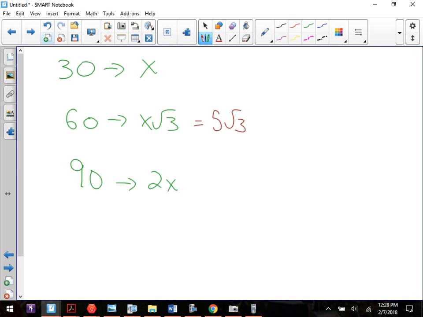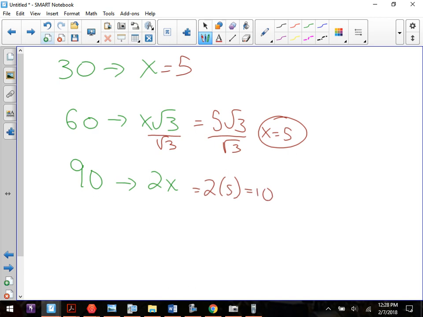Now I have a one-step algebra problem to solve. How do you undo multiplying by root 3? You divide. So in your calculator, what do you think 5 root 3 divided by root 3 is going to be? 5. That means that x is equal to 5. So everywhere I see an x in this algebraic jig, what am I going to replace it with? 5. So my missing side lengths are 5 and 10.